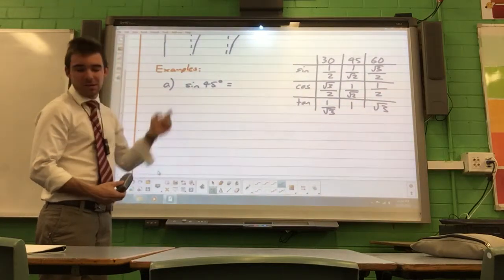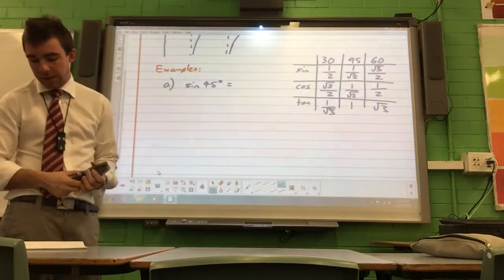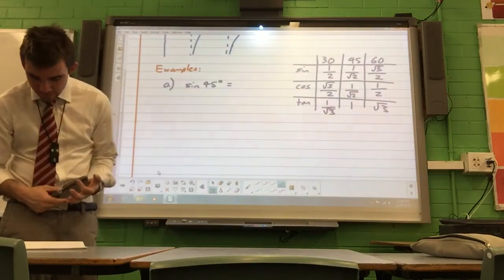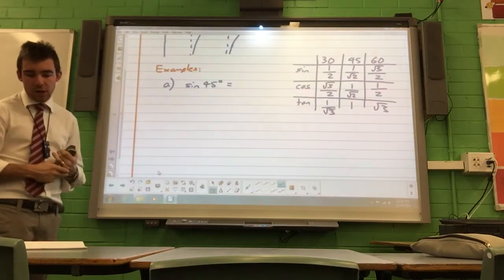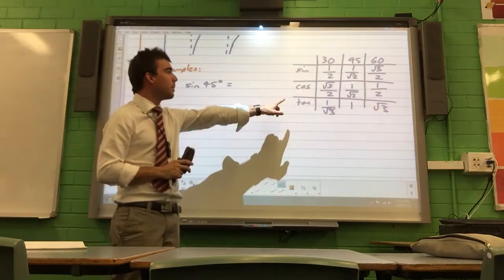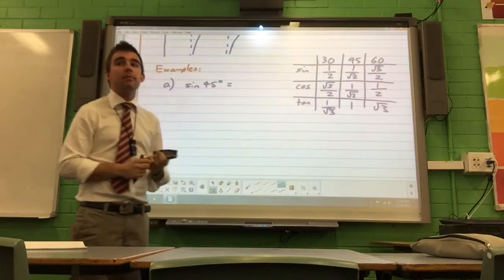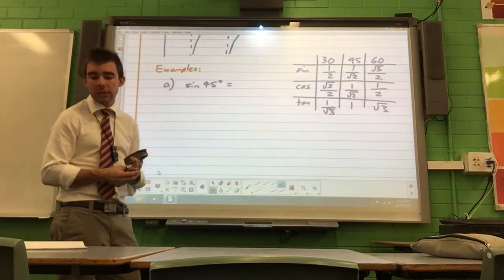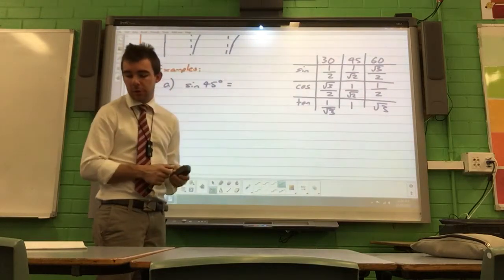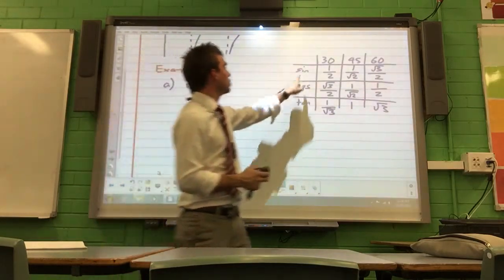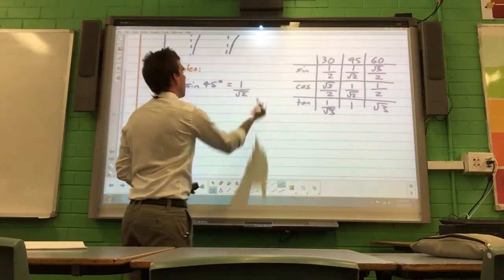Alright, so we have the examples on page 48. Okay, so the first one, sine of 45. Again, you need to be able to remember this table, learn the table off by heart, or be able to derive the values quickly from last lesson's work. The video will be up this afternoon. Reading off the table, sine of 45 degrees, the exact value, is 1 on root 2.